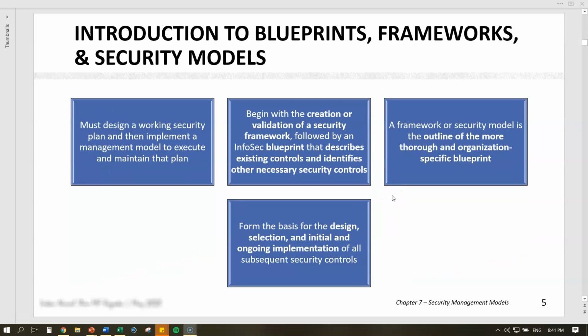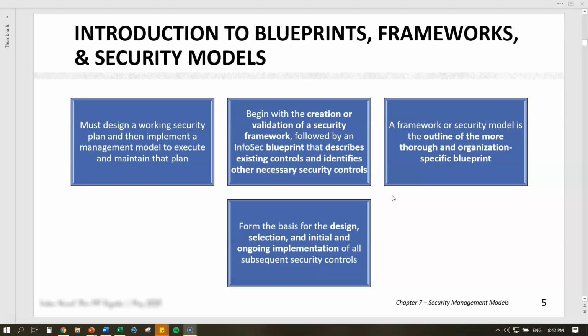The company must design a working security plan and then implement a management model to execute and maintain that plan. Why? Because as you all know, information security is very important in all of the organization. So that's why they need to identify what is the best model that they can use. Company can begin with the creation or validation of a security framework. Create dulu framework of the security management model. And then you develop the InfoSec blueprint.